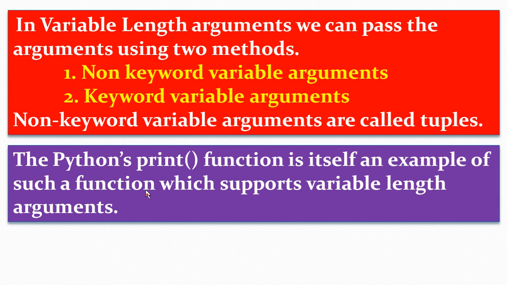This is one more question. In Python, the example for the variable length argument is the print function. We can give a single, double or triple value here. So the print function is the example for the variable length argument.